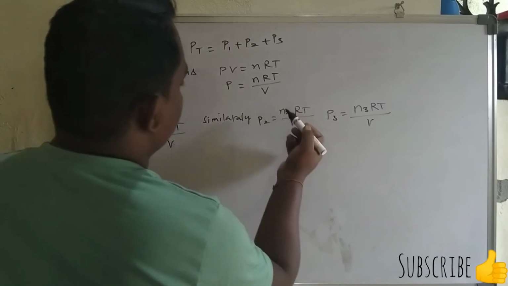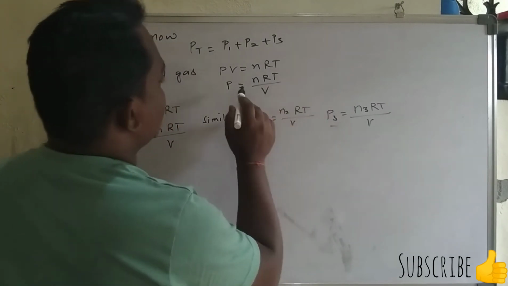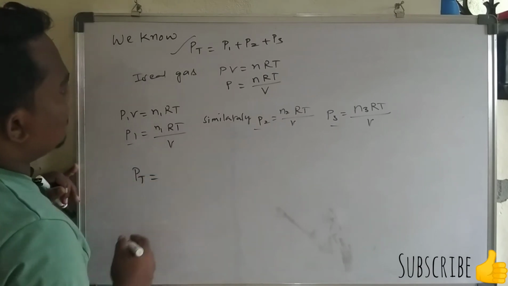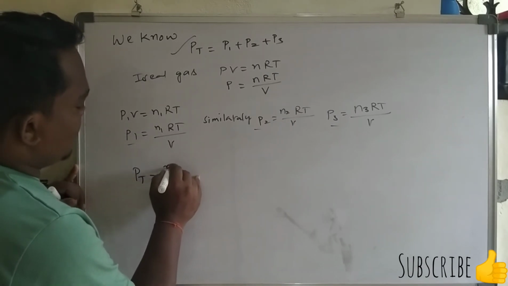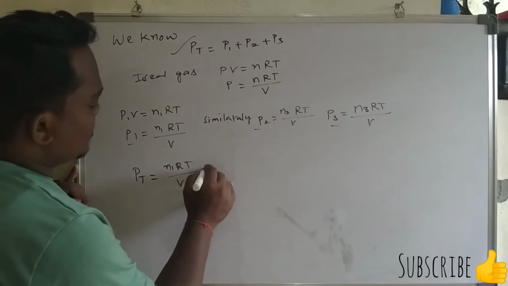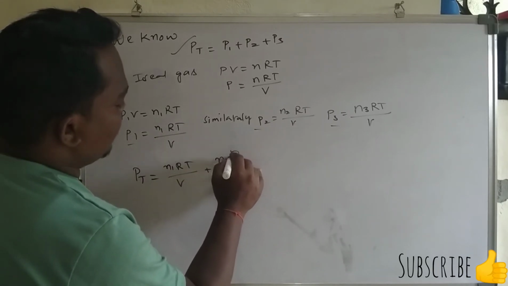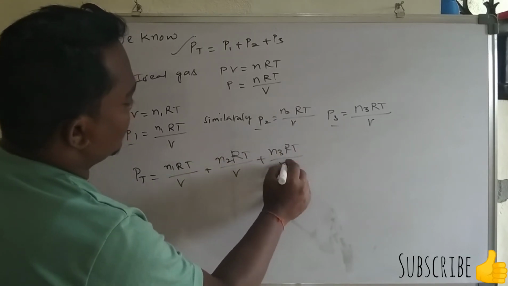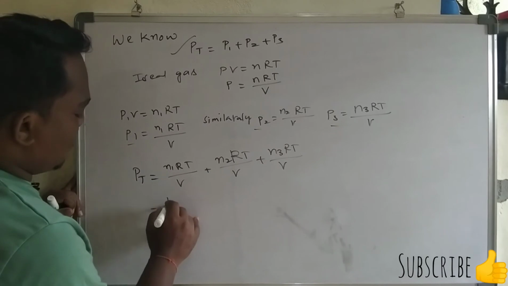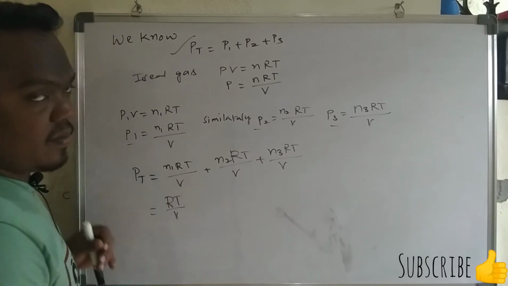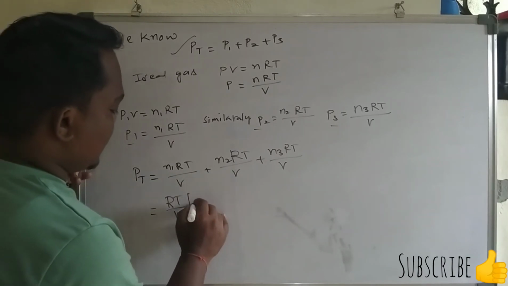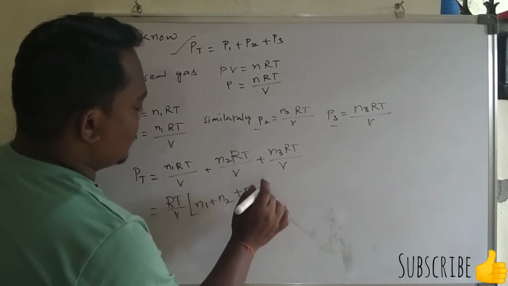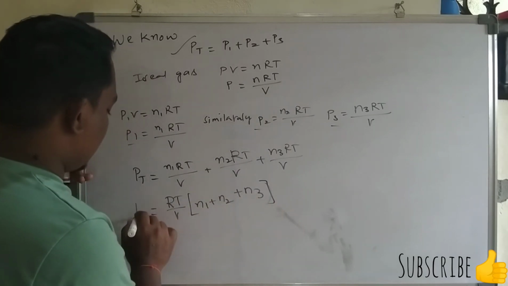So I am going to substitute these P1, P2, P3 values in the total pressure. Then I am going to write that Pt is equal to P1, that is nothing but N1RT by V plus N2RT by V plus N3RT by V. So let me take the common factor, that is RT by V. Then I write N1 plus N2 plus N3. So here I have calculated the total pressure.